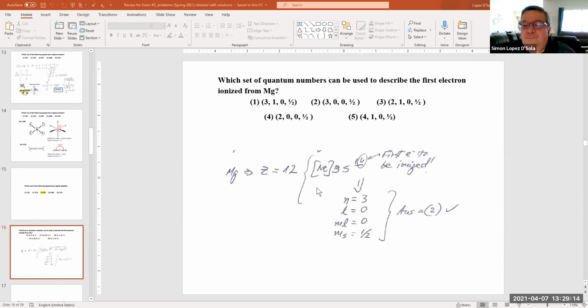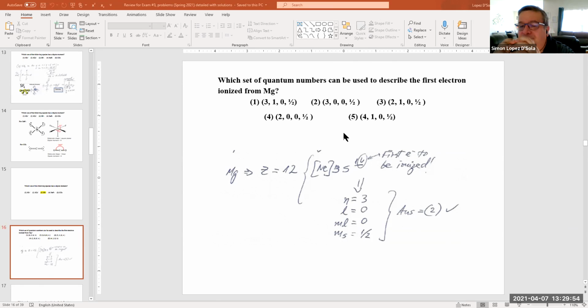Okay, now let's go on to the first part of chapter 8. You saw a certain part of this on the previous exam, but remember that on the previous exam we just considered the first 3 quantum numbers, and in this case we can consider the last quantum number, the spin quantum number. The question says, which set of quantum numbers can be used to describe the first electron ionized from magnesium? We have different combinations, but you need to remember what each of the quantum numbers describes.